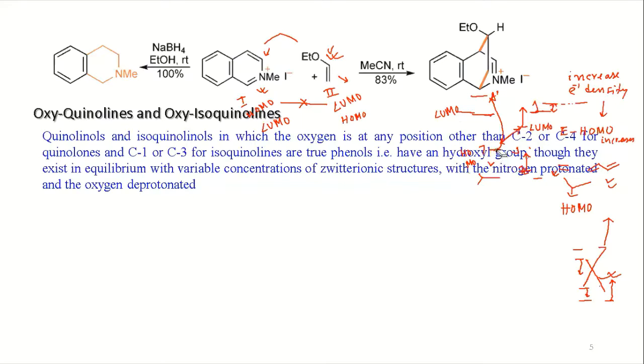So let us look into the chemistry of oxyquinoline and isoquinoline. Now here what you see is that the quinoline and isoquinolines, in which the oxygen is at any position other than the C2 and C4.